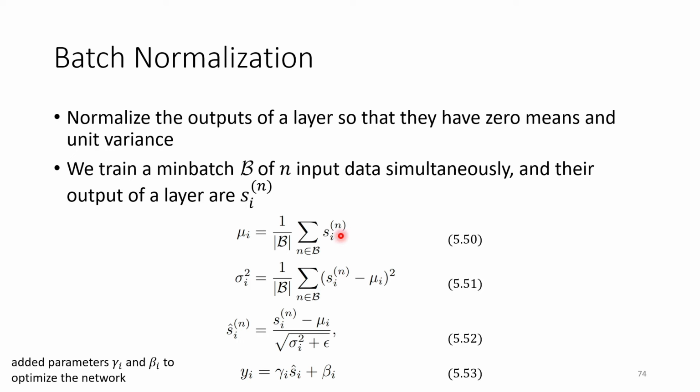So batch normalization means given a batch of say 16 images, for each unit we compute the mean of the output value for the 16 images, get a mu, and calculate their variance, and then we normalize the 16 output values.